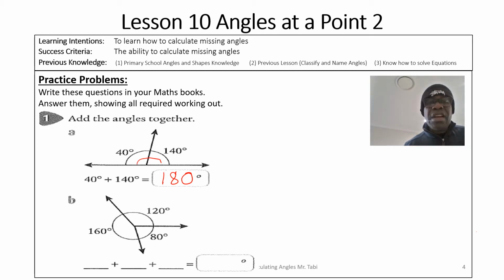This is what? A revolution. So we expect everything to add up to what? 360 degrees. And that is 160 plus 120 plus 80.